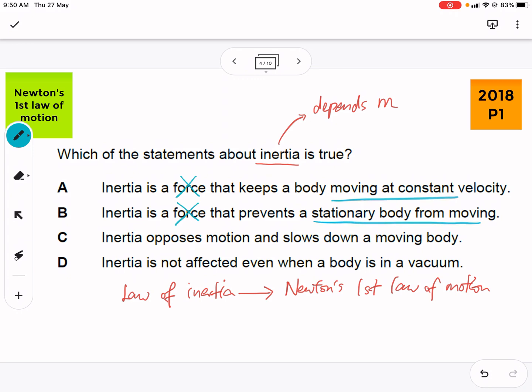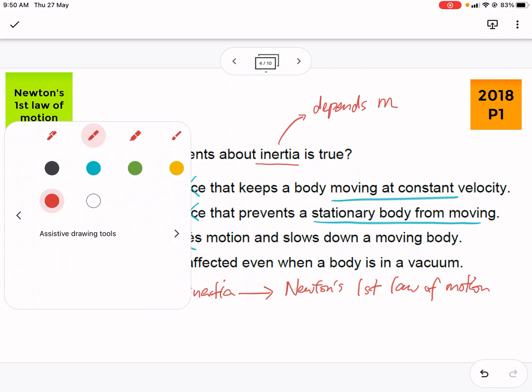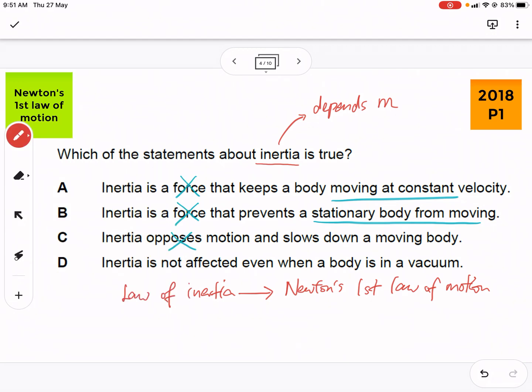Does inertia oppose motion? That would be a force like friction that opposes the motion of an object. So it's not a force, and we do not say that it opposes motion, because if it's actually moving, it will tend to continue moving. It tends to help a body to continue moving. How about the last one? Inertia is not affected even when the body is in vacuum. Yes, when the body is in vacuum, mass is constant. Therefore inertia will not be affected. So the answer is D.